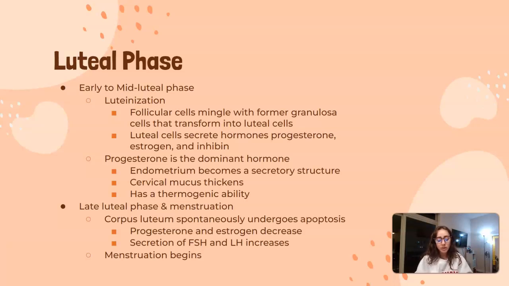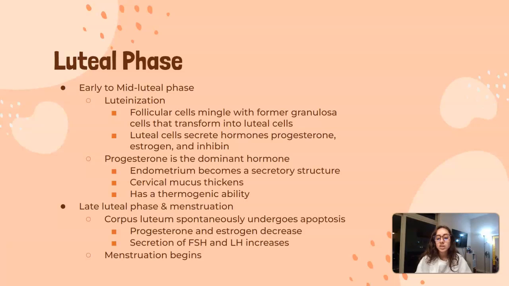Endometrial glands coil and additional blood vessels grow into the connective tissue layer. They deposit lipids and glycogen in their cytoplasm. They provide nutrients for a developing embryo while the placenta is developing, which would happen if the female was pregnant. Progesterone also causes cervical mucus to thicken, and that creates a plug preventing bacteria and sperm from entering the uterus. This is also in accordance with if a female was pregnant.